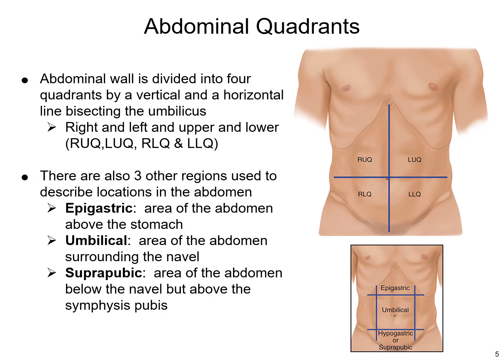There are also 3 regions that we will use for documentation and assessment. We have the epigastric area. This is the area above the stomach. Then we have the umbilical. This is the area around the navel or the belly button. And then the suprapubic area. This is right below the navel area, but above the pubis area.